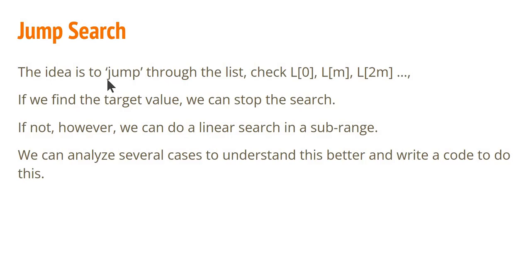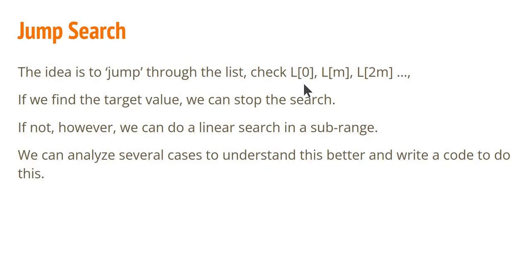So for example, we could jump through the list and check L0, LM, L2M, L3M, and so on. If M were, let's say, 10, then I'm looking at L0, L10, L20, and so on. If we find the target value there, we can stop the search. If not, we can get into a second pass. We do a linear search in a sub-range.